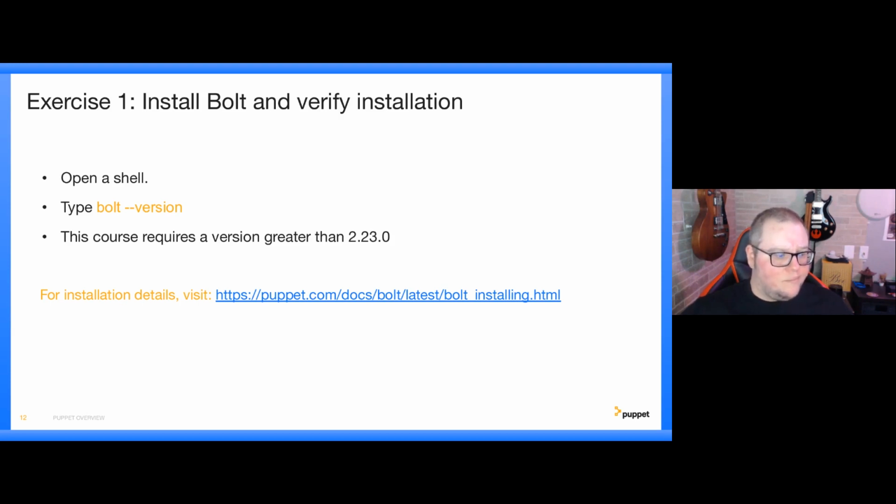and that'll be the server you use today for executing tasks with Bolt. And then we're on the first exercise here where we're just going to make sure Bolt's installed on a laptop or a machine that you can use here locally, and making sure that your version number is above 2.23.0. So we have about 3 minutes here before I'll check in again.